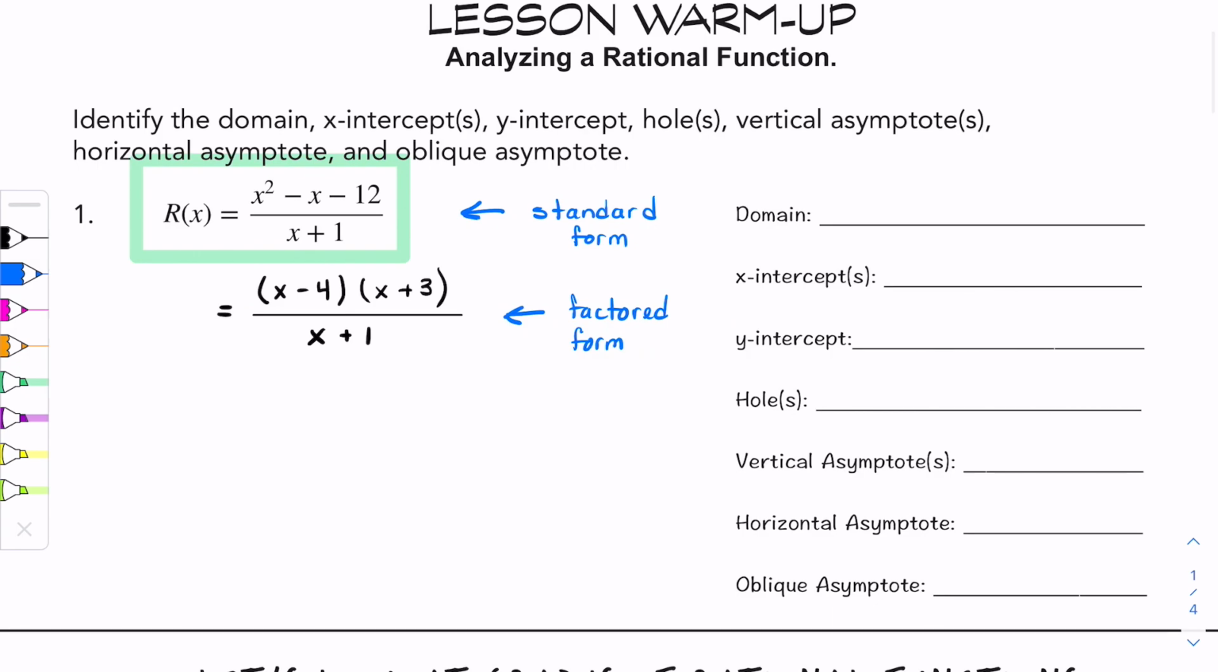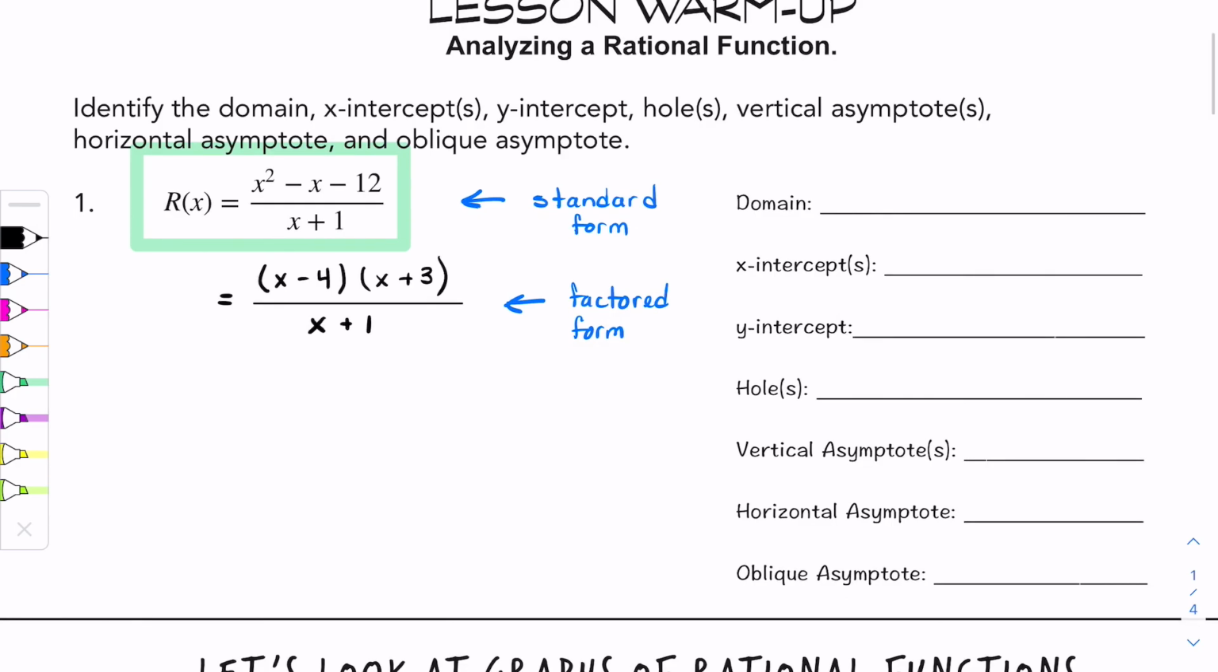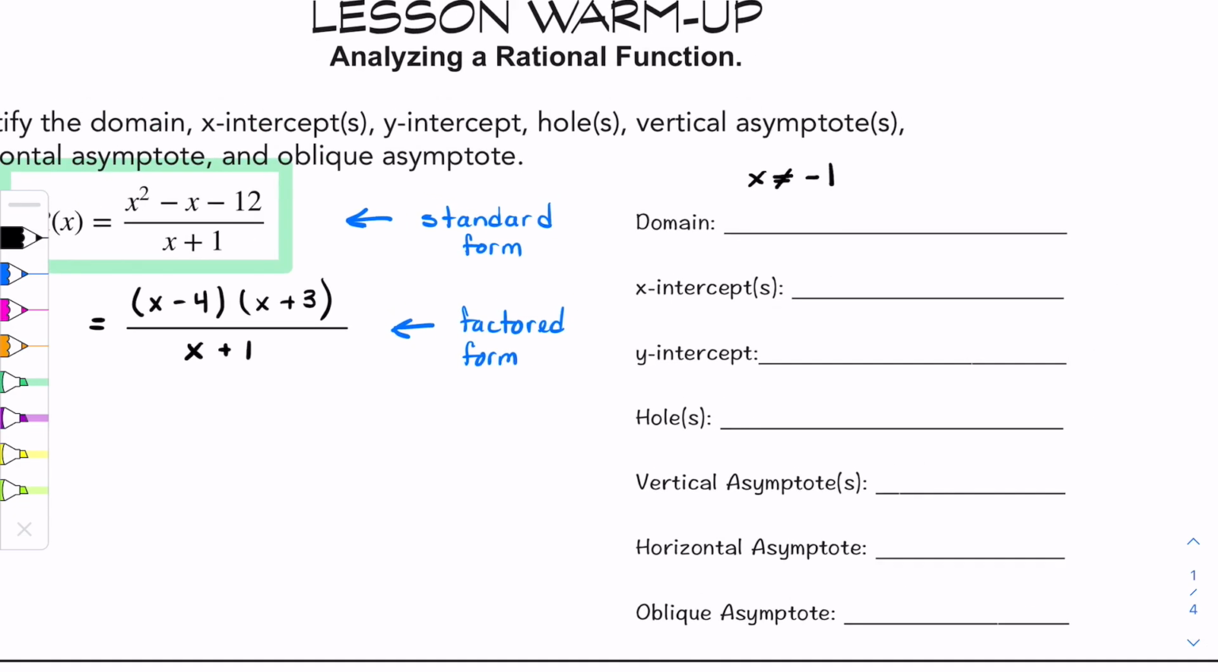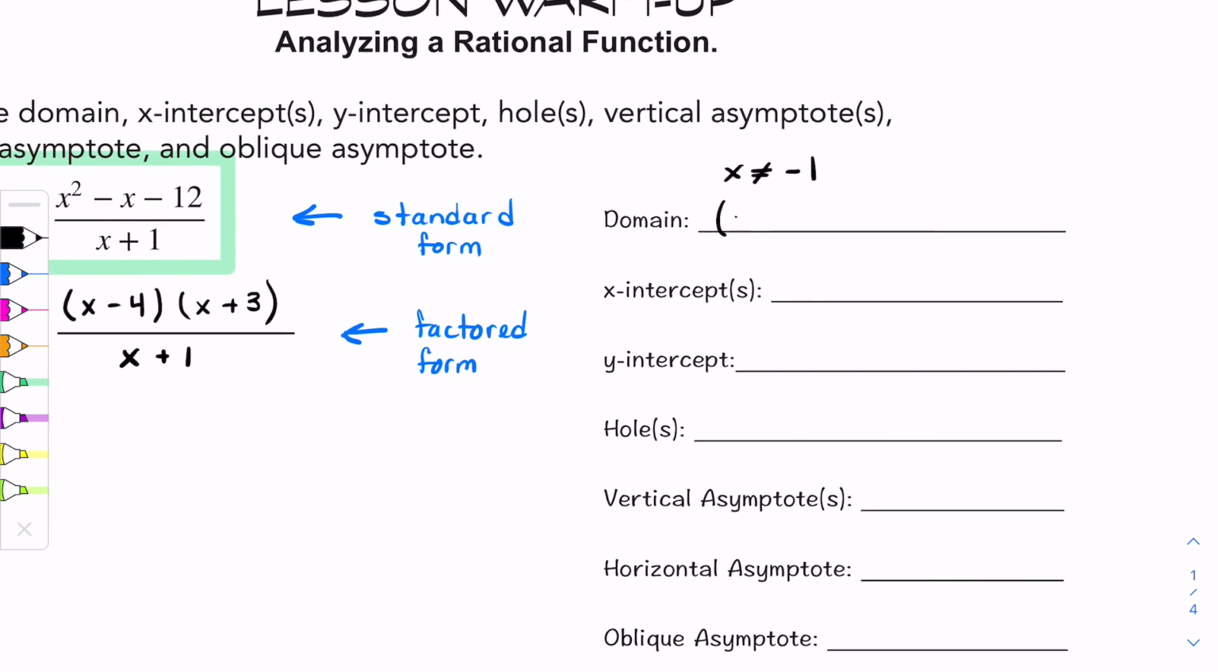To start with, the domain would be found by setting the denominator equal to 0. The denominator is x plus 1. If we set that equal to 0, we know that x cannot equal negative 1. But remember that we always write our domain in interval notation, so negative infinity to negative 1, union negative 1 to positive infinity.